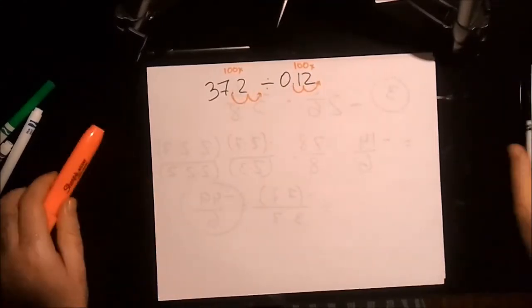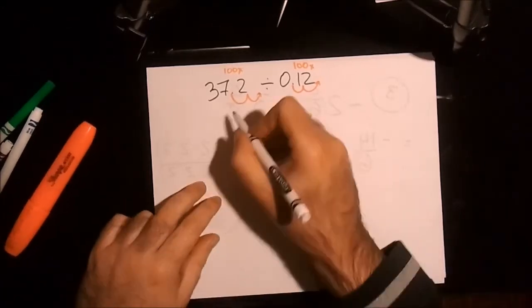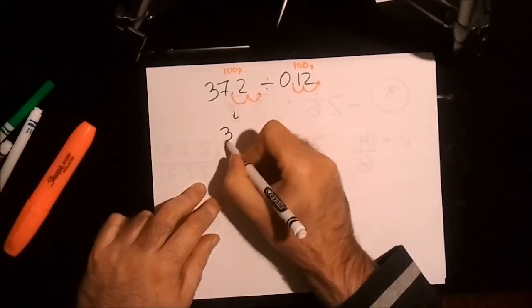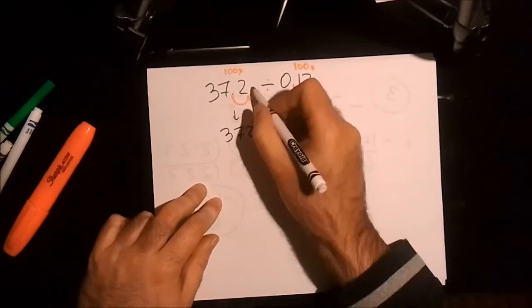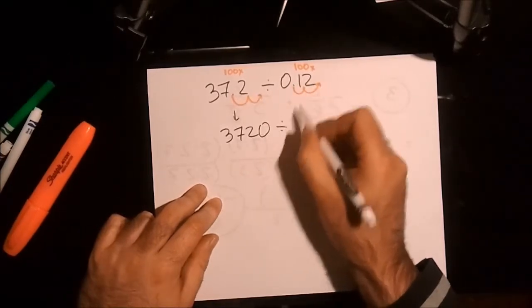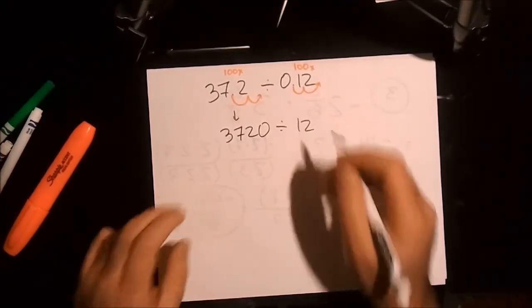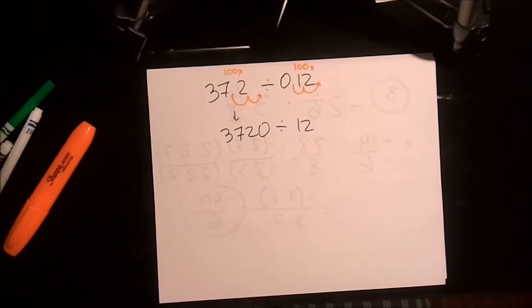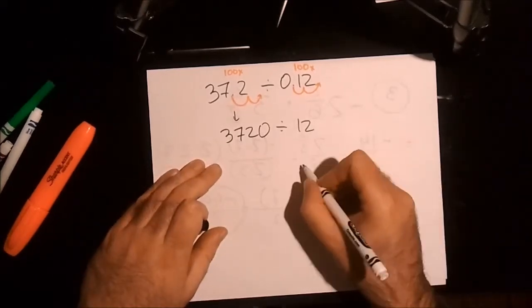That yields 372, and that is 0 here, divided by 12. And the great thing is that that's it. I'm done. I don't have to worry about anything else as far as decimals go. Now I just do a long division problem.